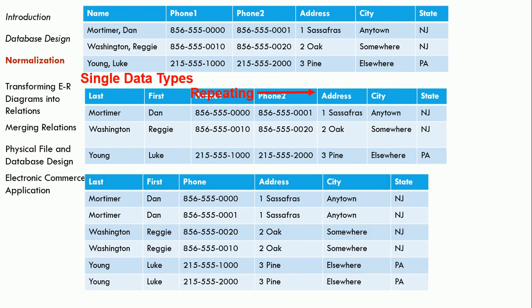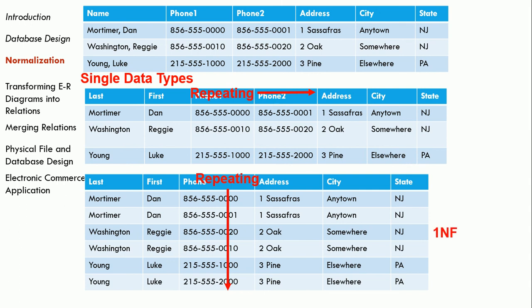So I have to eliminate those repeats. And the only way to do that is to get rid of phone 1 and phone 2. But you'll notice what happens when I do that. Once I eliminate phone 1 and phone 2, I now am in first normal form. So this table that you see here at the bottom is now in first normal form.